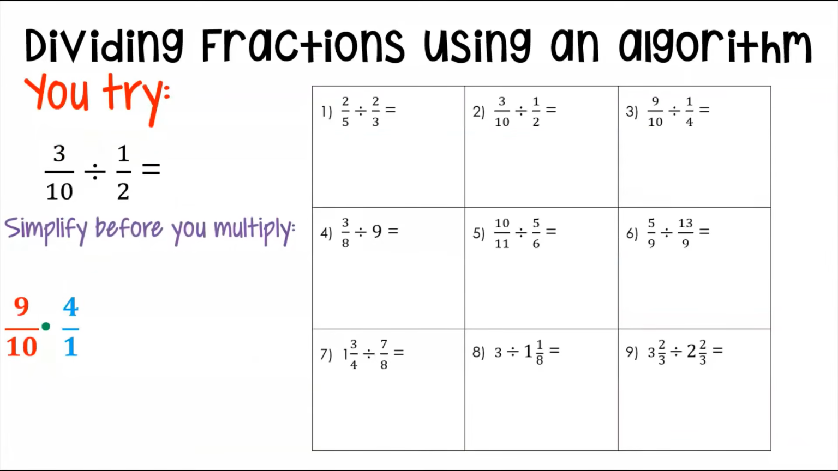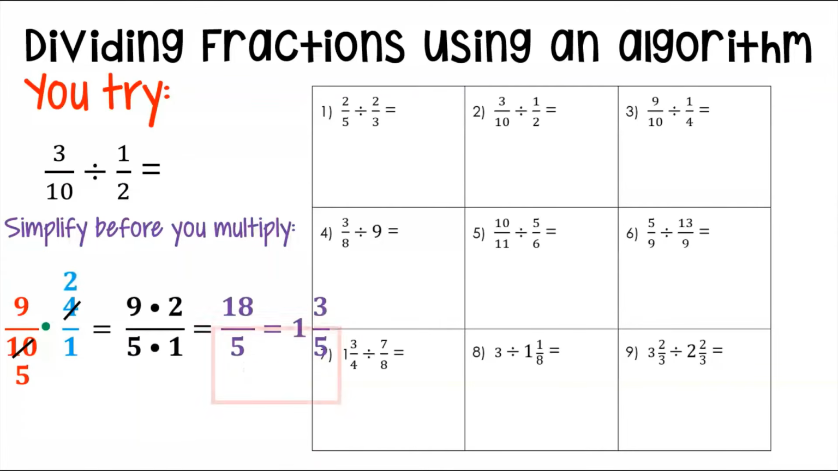You can simplify before you multiply by looking and seeing that 10 and 4 share a common factor of 2. So we'll divide by 2. 10 divided by 2 is 5, and 4 divided by 2 is 2. Then we can simply multiply across. We'll still get 18/5 or 3 3/5.